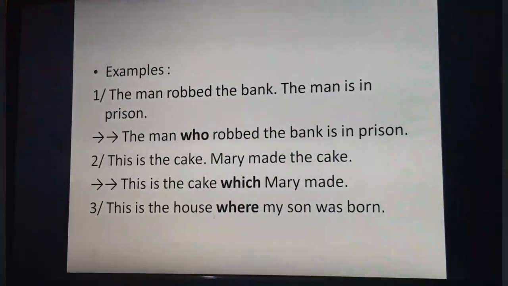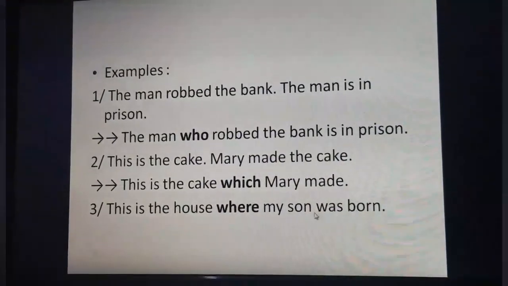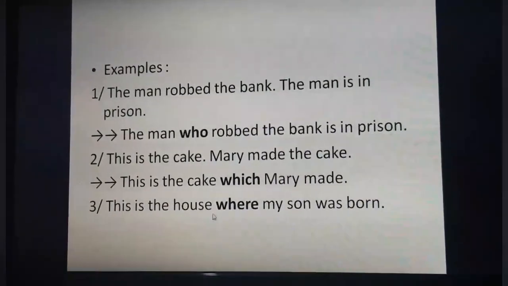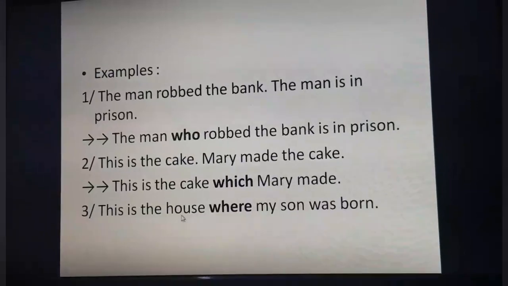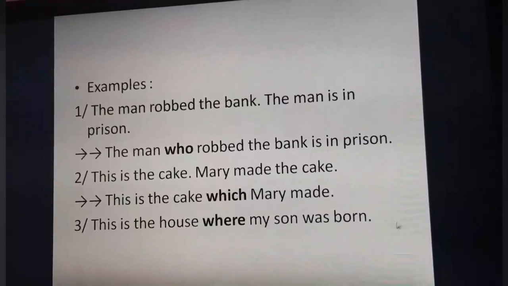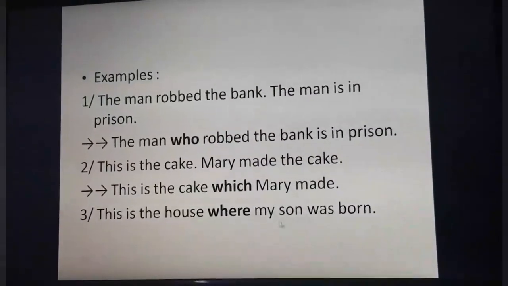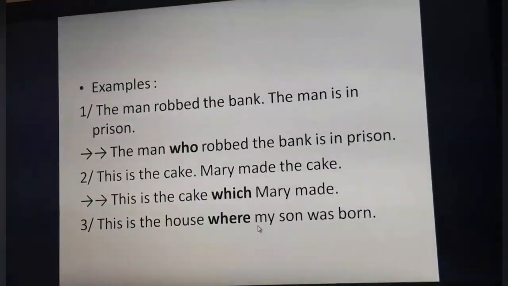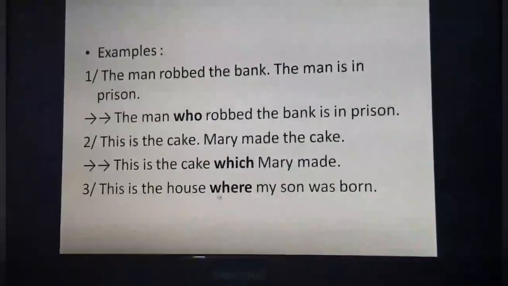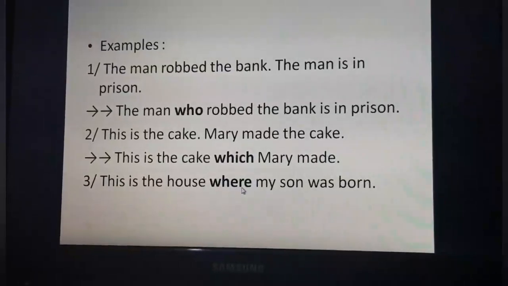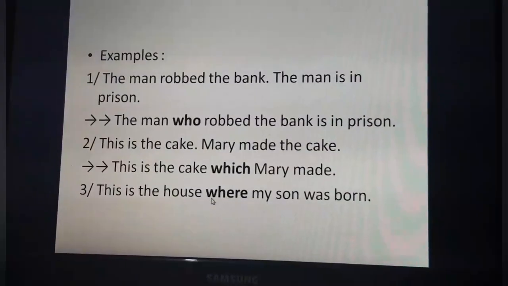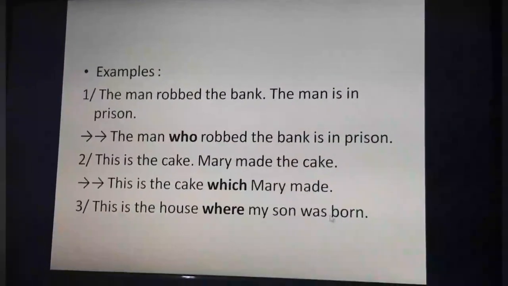This is the house where my son was born. Okay, this is the house, and I'm showing the house to someone. I say, this is the house. My son was born in this house. And then we can say, to avoid repetition, this is the house where, then the word where refers to a place or relates the place. Then we can get, this is the house where my son was born.